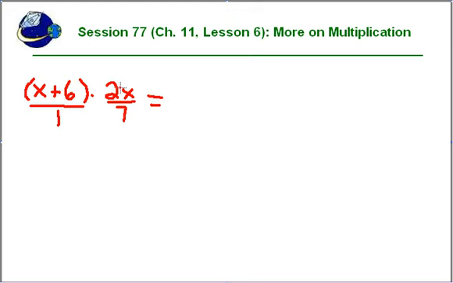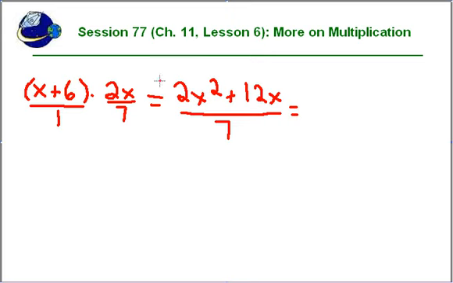So I'm going to use the distributive property, take the 2x times this x, that's going to give us a 2x squared. Then I'm going to take the 2x times this plus 6, and that's going to give us a plus 12x. In the bottom, we're going to have 1 times 7, which is 7. 2x squared plus 12x over 7 is the correct answer. But you could also leave it in the factored form in the top. And in the factored form is where we had the 2x split apart. So we have the 2x here, then multiplied by the x plus the 6. Both of these forms are correct answers to the problem.